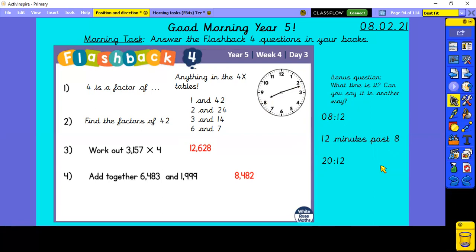So, Year 5, could you please pause the video again and mark your answers in a different coloured pen? Give yourself a tick if you got it correct, and give yourselves a dot if you got it incorrect. And if you got it incorrect, just look at the answers and see where you made your mistake.